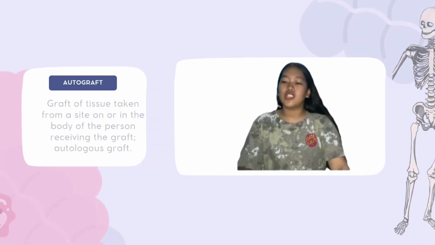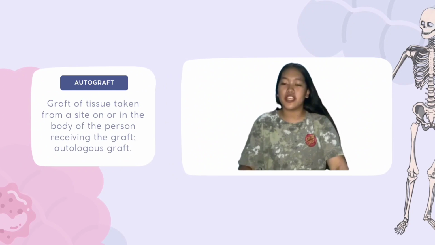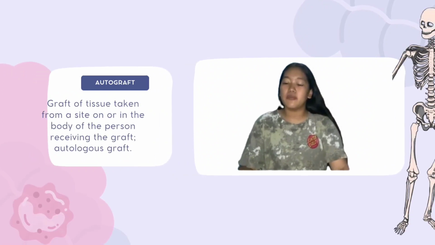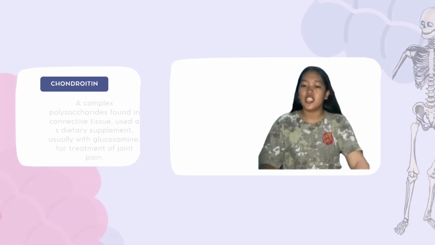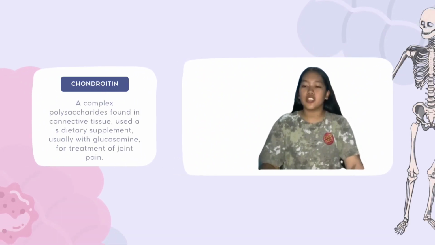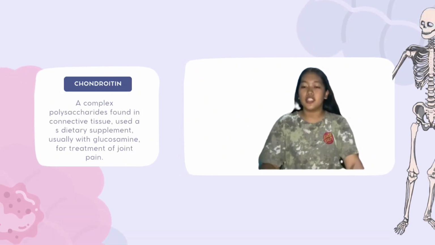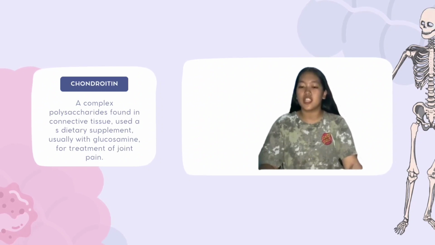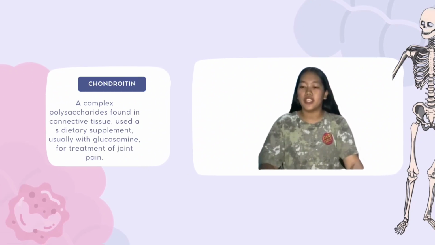Autograft. An autograft is defined as the transplantation of tissue from one location to another in the same individual. Chondroitin. Chondroitin is a molecule that occurs naturally in the body. It is a major component of cartilage, the tough connective tissue that cushions the joint. Commercial chondroitin comes from natural sources, such as shark and bovine.